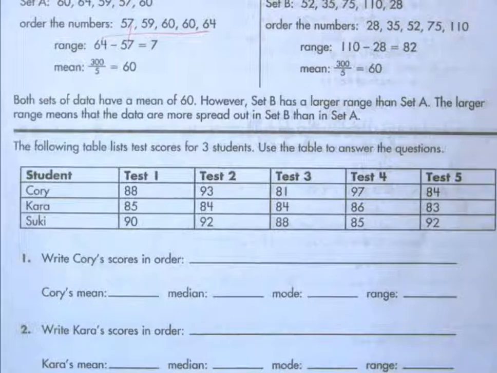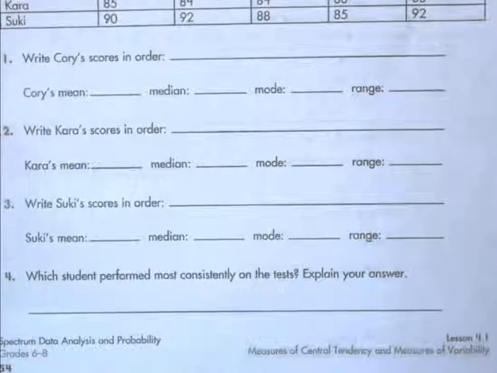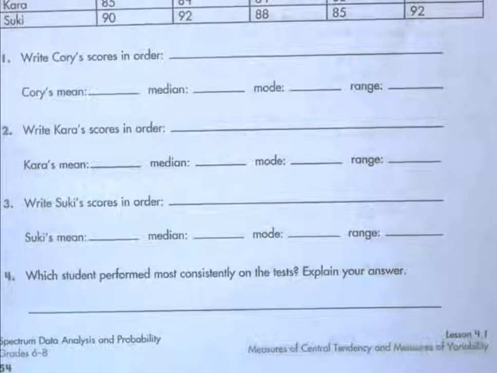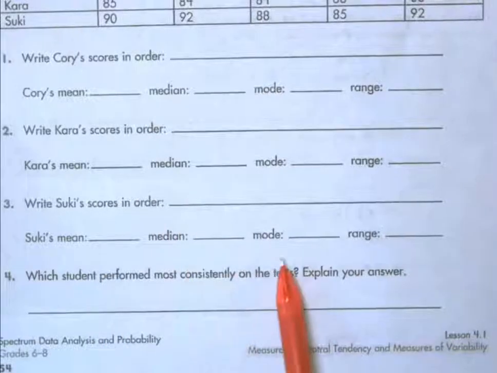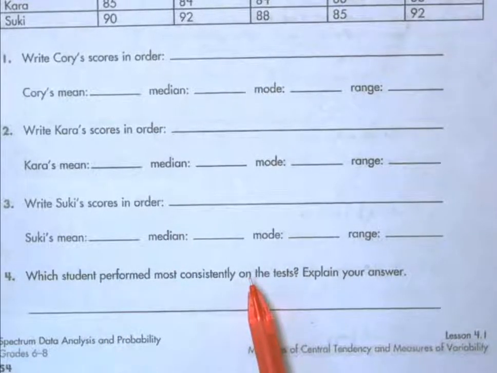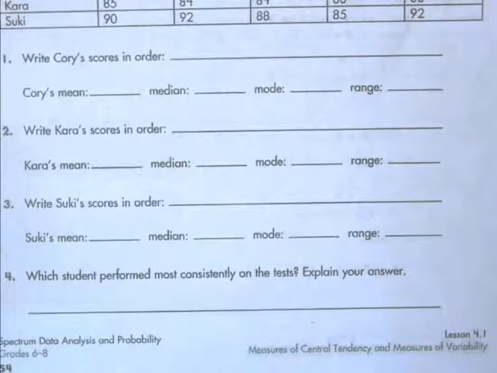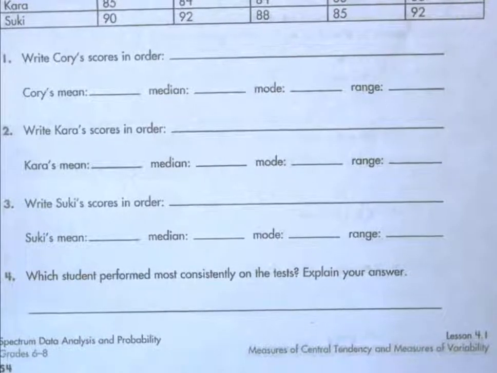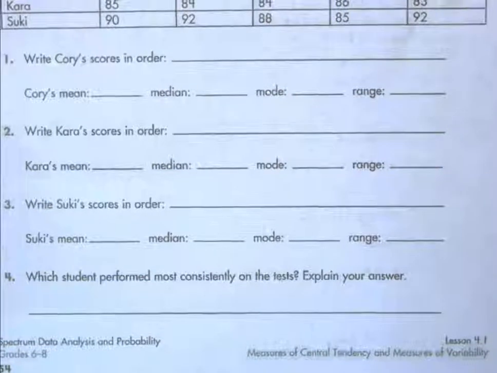Hopefully that helps. Down at the bottom, question number 4 says, which student performed most consistently on the test? Explain your answer. You're going to look and see what you got for your answers and which one is most consistent. And really, for most consistent, you're going to see which numbers are closest together in value. Consistency means your numbers are all going to be very similar in value.